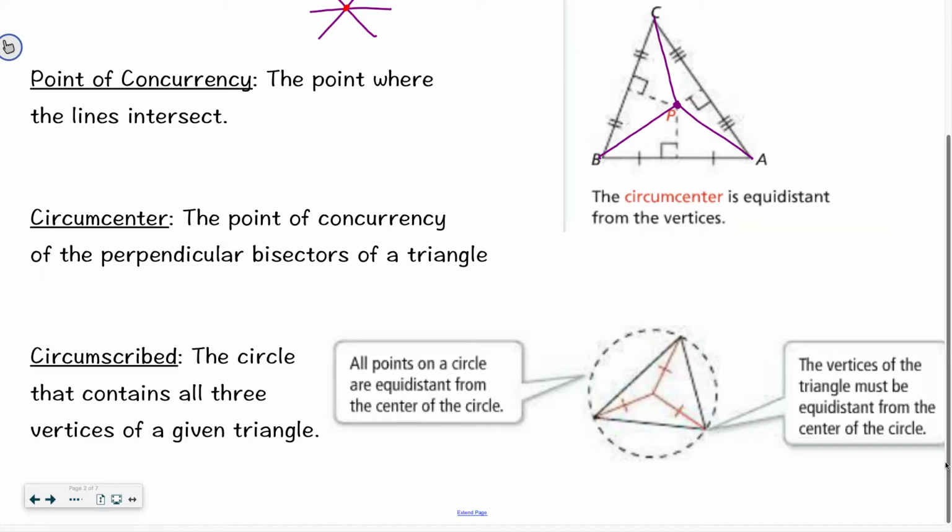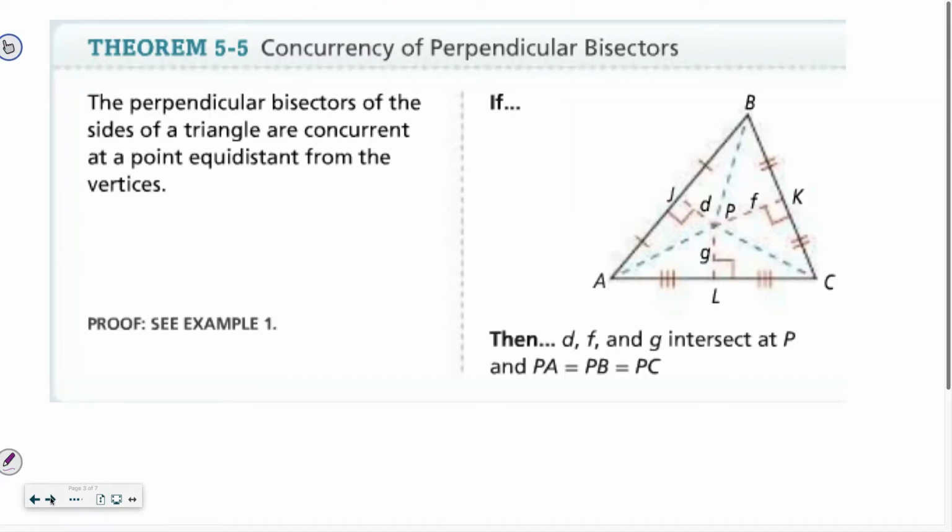Circumscribed means the circle contains all three vertices of a given triangle. If we look, there's a picture of a triangle that is drawn inside of a circle, and that just illustrates what I was just saying. If this is P, and this is C, A, and B, all of those lines end up being congruent, or equidistant to each other, from the circumcenter to each of the vertices. So let's talk about that theorem.